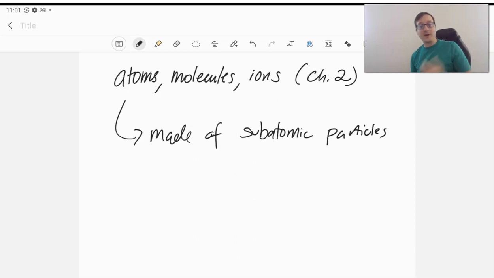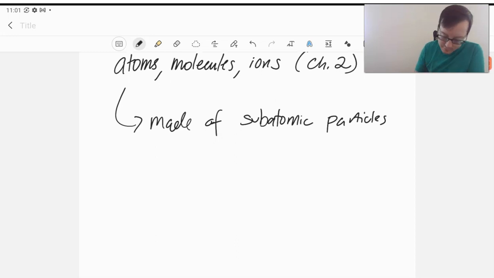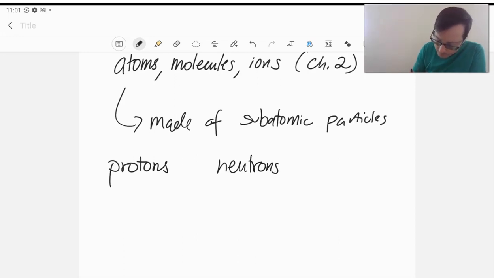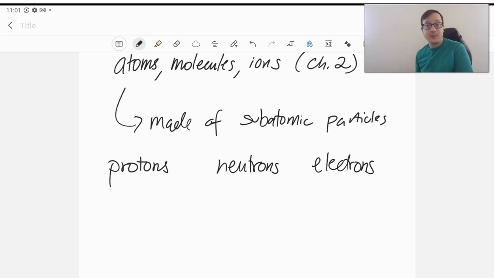And so if we don't have to worry about the quarks, we can focus on the subatomic particles. And there are 3 of them. There are protons, neutrons, and electrons. And they differ in a few of their properties.